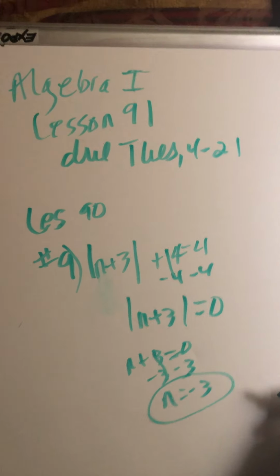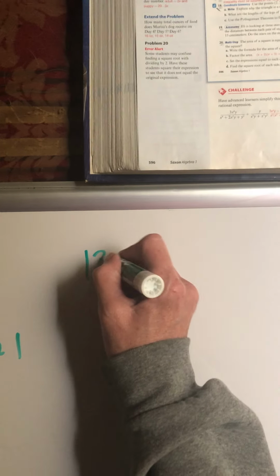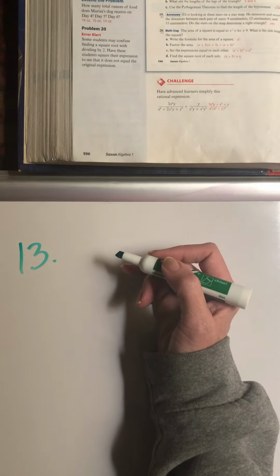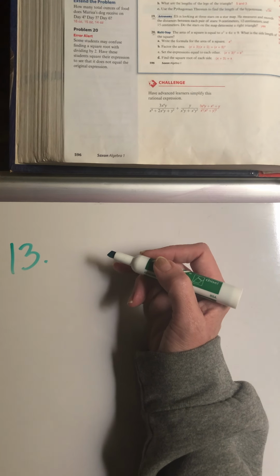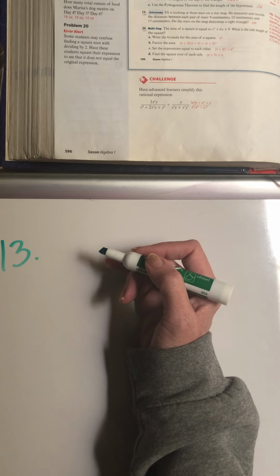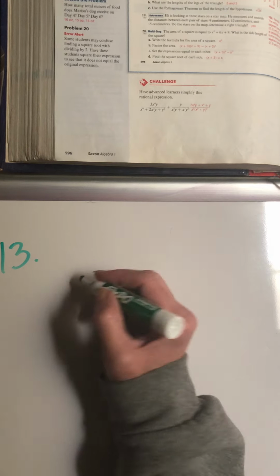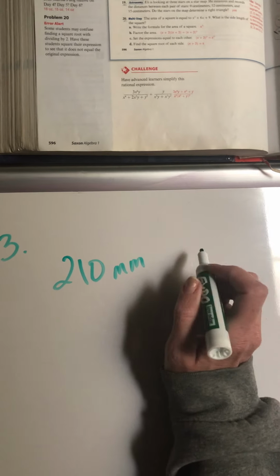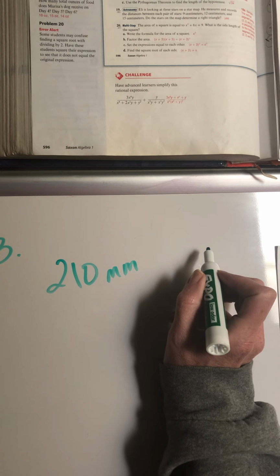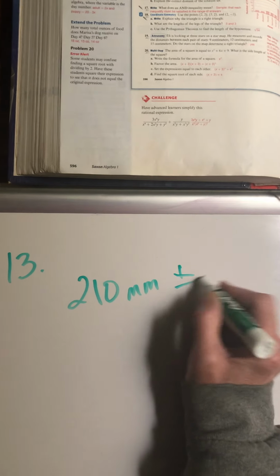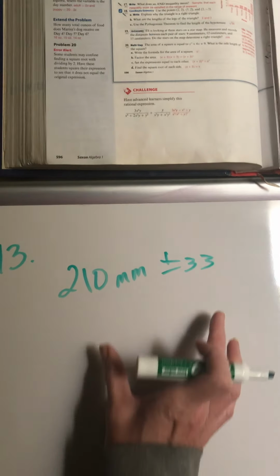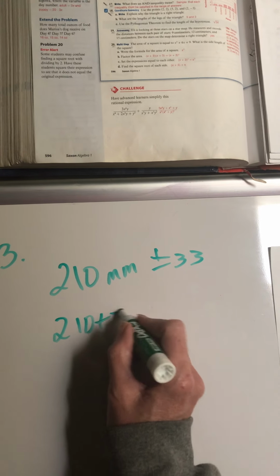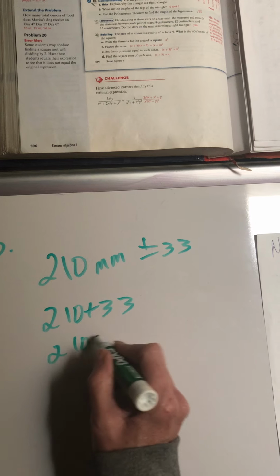Then I also wanted to talk about number 13. Number 13, you've got that a marine biologist needed a sample of wild sardines from the northern Pacific. In his analysis of the sample, the average length of the adult fish was 210 millimeters. Then he noticed that the greatest variation in length from the average length was plus or minus 33. So all you should have done to find the maximum and minimum is 210 plus 33, 210 minus 33.